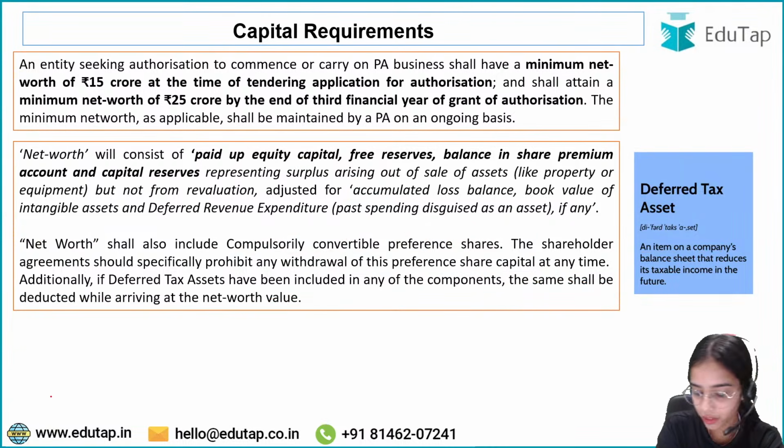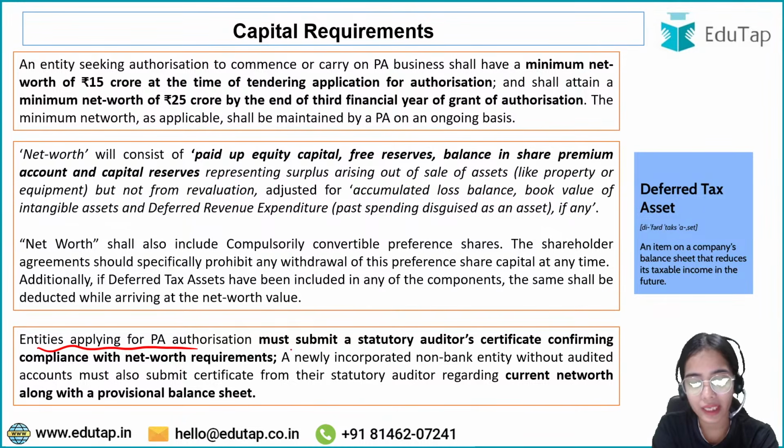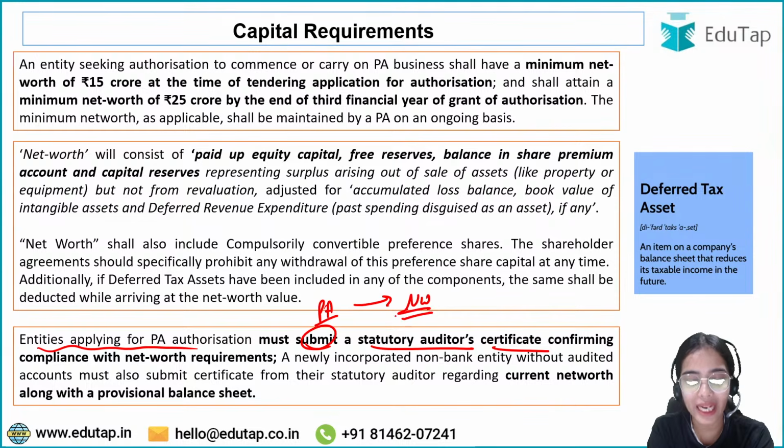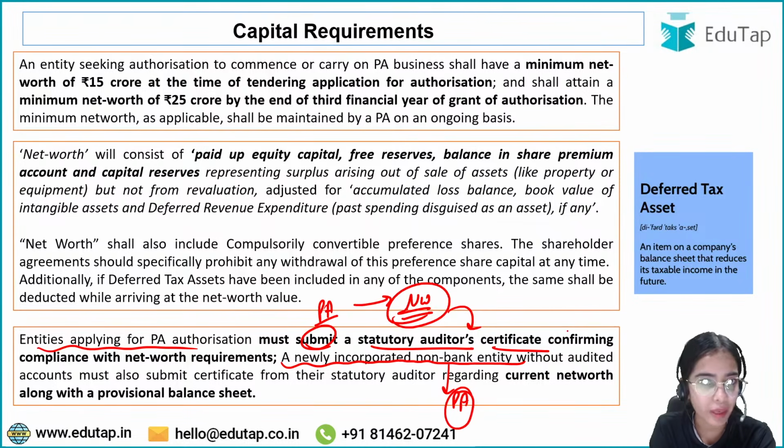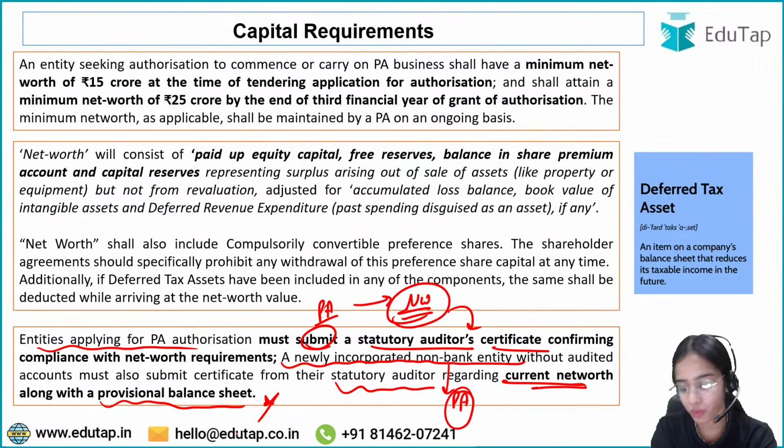Moving forward, entities applying for payment aggregator authorization must submit a statutory auditor's certificate confirming compliance with the net worth requirement. Payment aggregators have to comply with the net worth requirement and provide an auditor's certificate. A newly incorporated non-bank entity applying for payment aggregator authorization also needs to submit the statutory auditor certificate for its current net worth, as well as a provisional balance sheet.